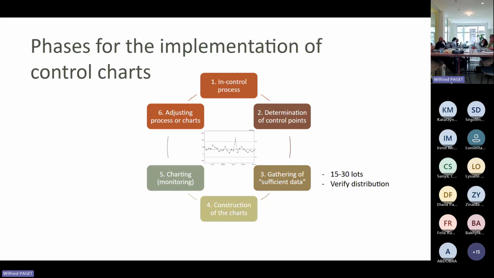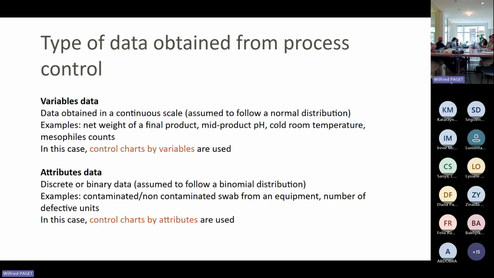After we define the most important points where to collect data, we start to gather the data. Let's say 15, 30 lots. We usually use it to define the baseline for our control chart. And then with data, we construct the control charts and use them. They are updated over a long time and we use this to monitor the system. Of course, if something is wrong, then we need to adjust the process or even the charts, depending on the information that we have available, as you will see in the next slide.